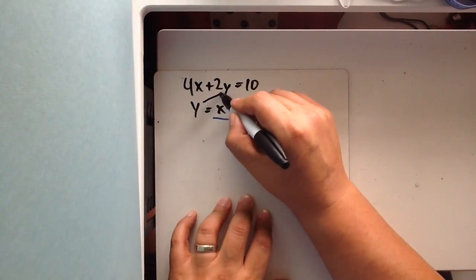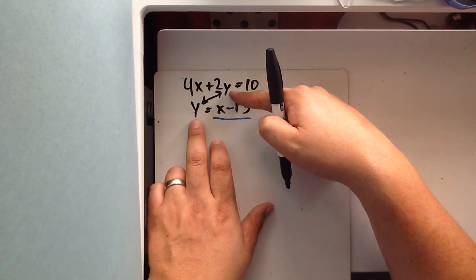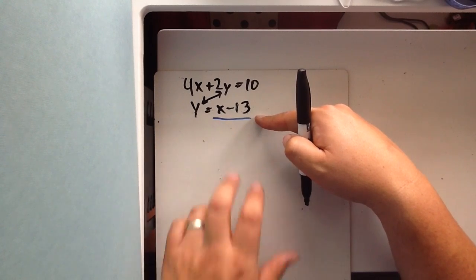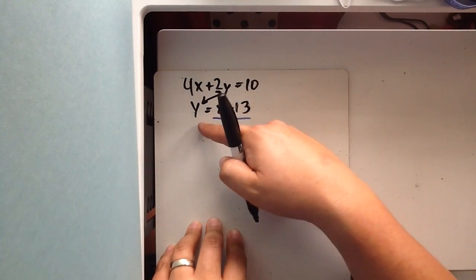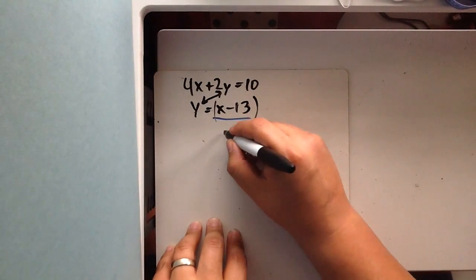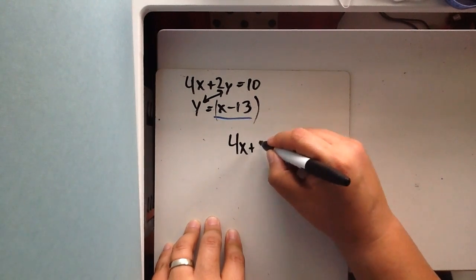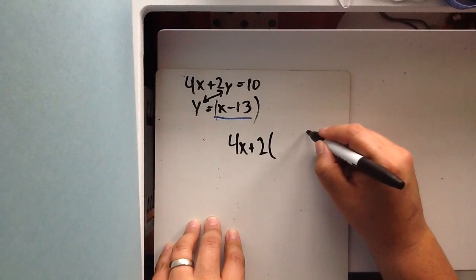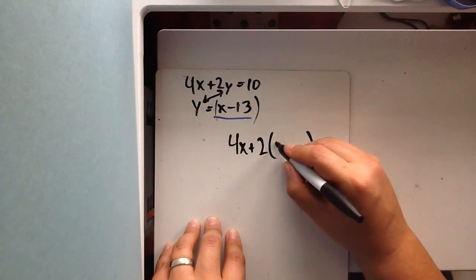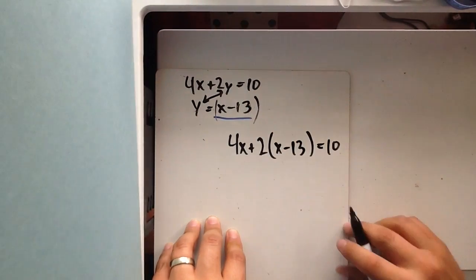It doesn't. We still notice that, hey, these two variables are identical, y, and I know that y has a value of this expression, some number minus 13. So what I'm going to do is replace the y with this expression. So what's it going to look like? I'm going to write it over here. 4x plus 2, now here we've got to be careful, times whatever the value of y is. Well, the value is this expression, x minus 13, okay, equals 10.